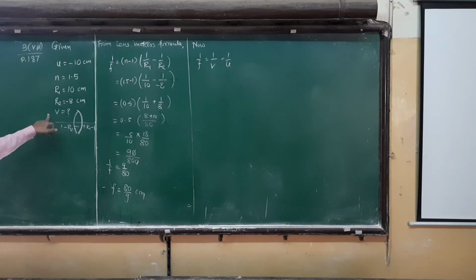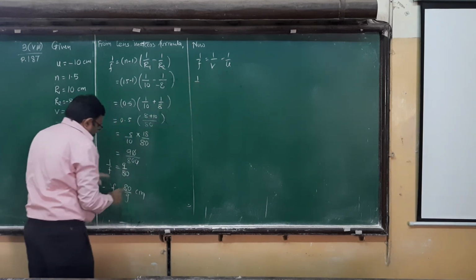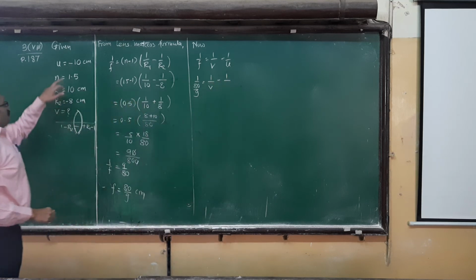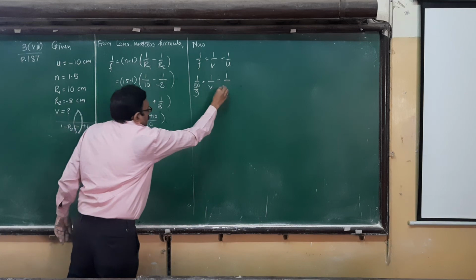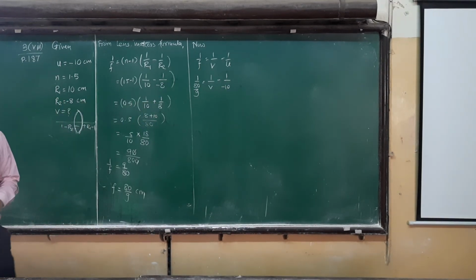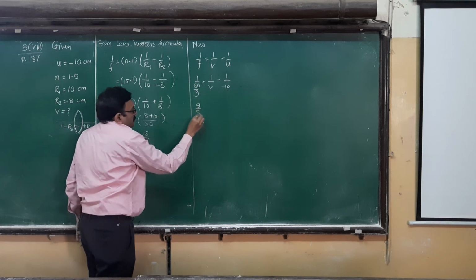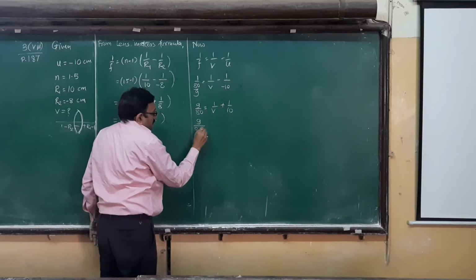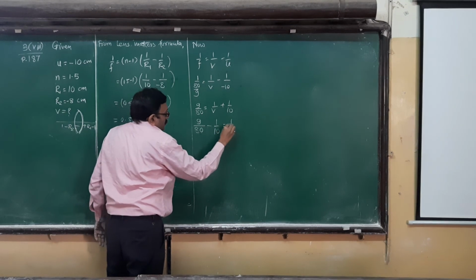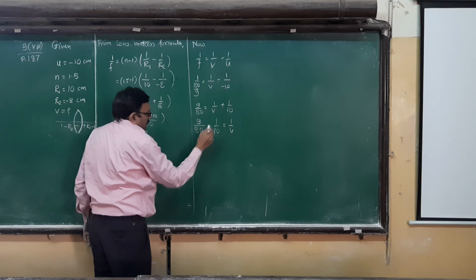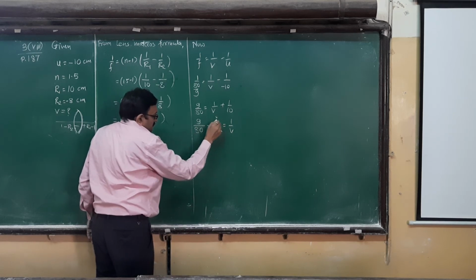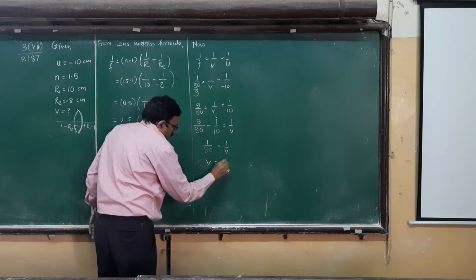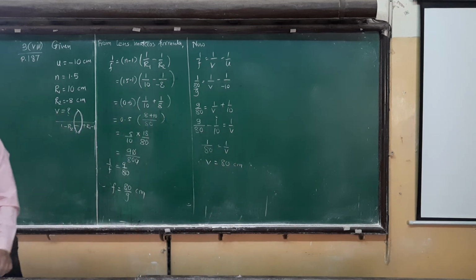Therefore we say that in this equation, 1 upon f means 9 upon 80, which is equal to 1 upon v minus 1 upon u. Value of u is equal to minus 10. By solving this, here 9 upon 80 is equal to 1 upon v plus 1 by 10. Now shift to the other side. 9 by 80 minus 1 by 10 is equal to 1 upon v. Here we multiply by 8. Therefore 9 minus 8, that is 1 upon 80, is equal to 1 upon v. Therefore, v is equal to 80 centimeter.